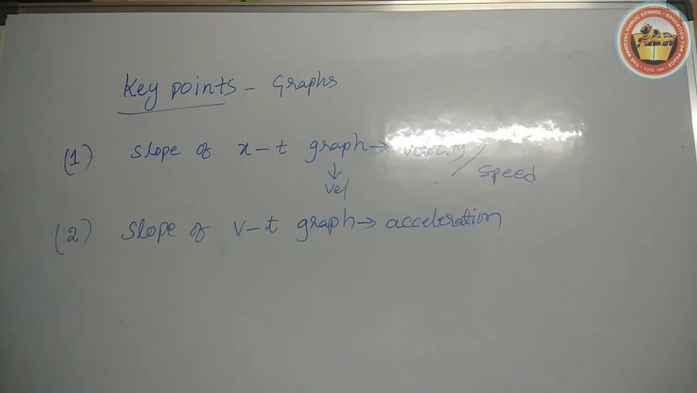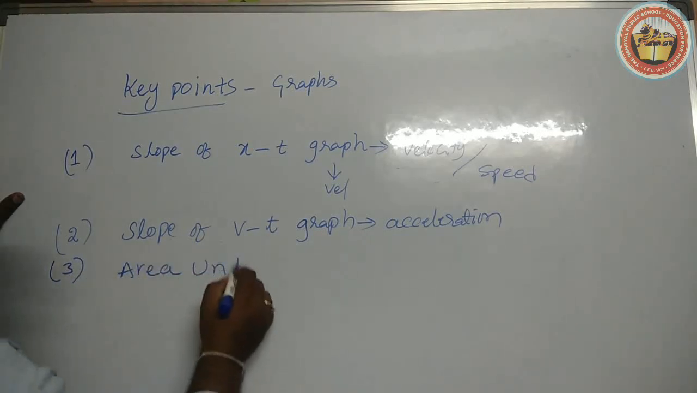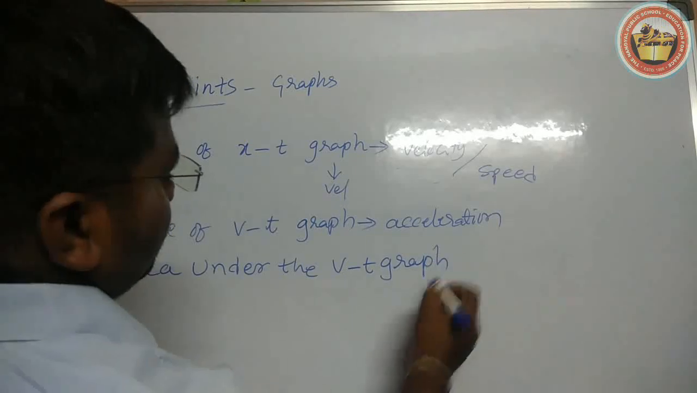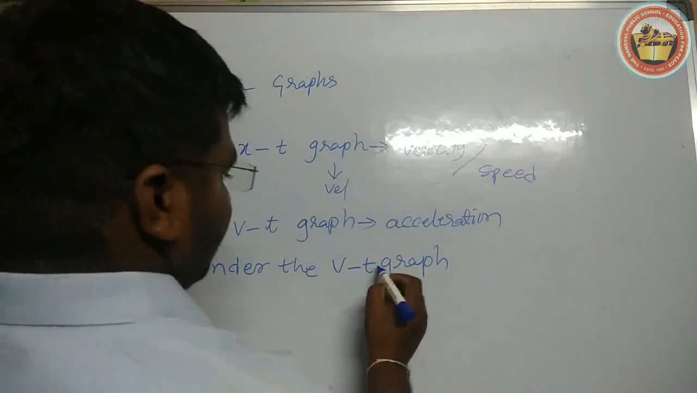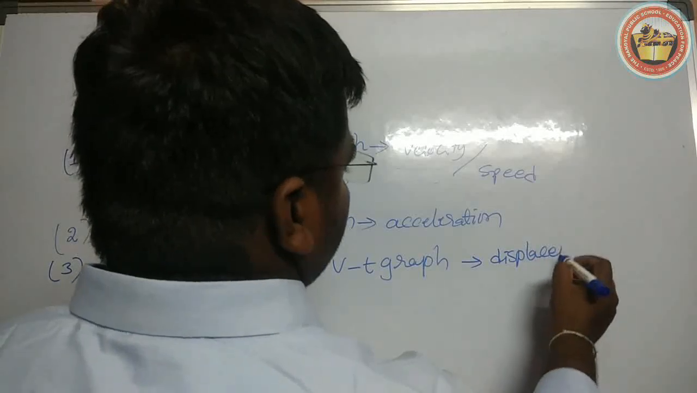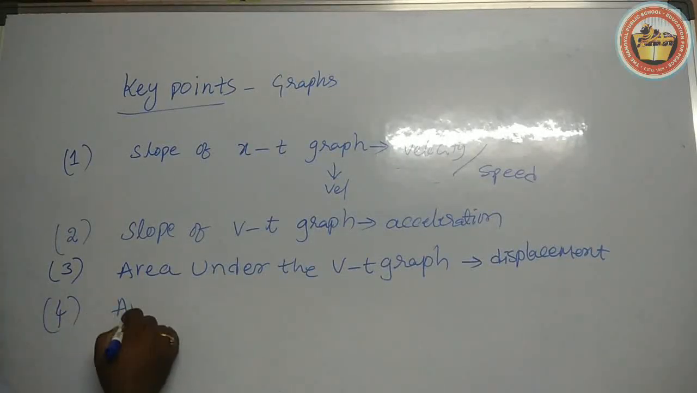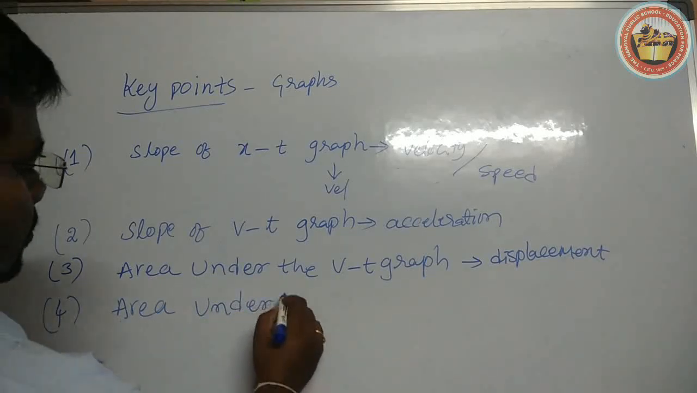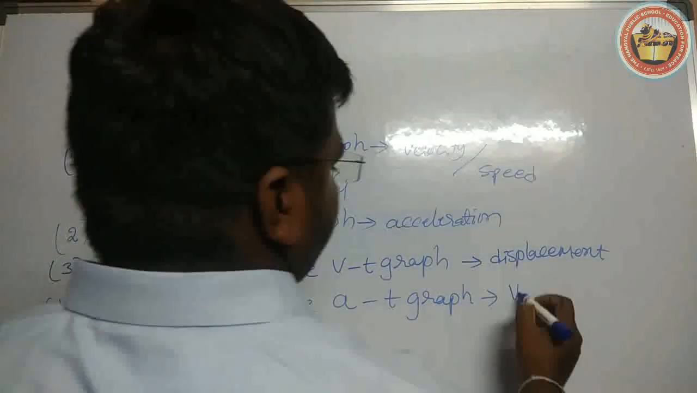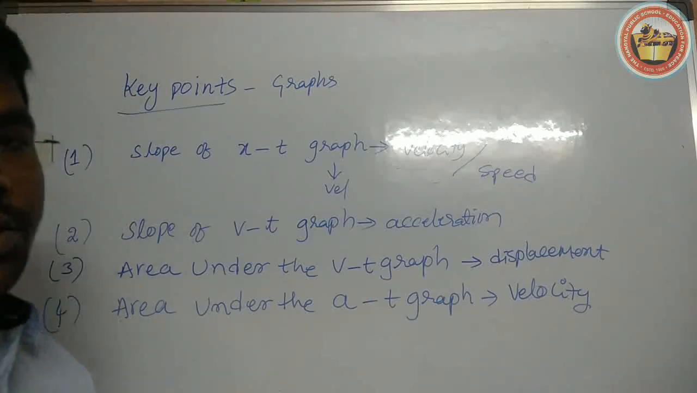Understand? Coming to the third one, area. The area under the velocity time graph will give displacement. Next, the fourth one: the area under the acceleration time graph will give velocity. Understand? Very important one.